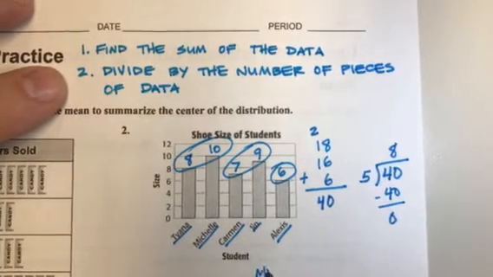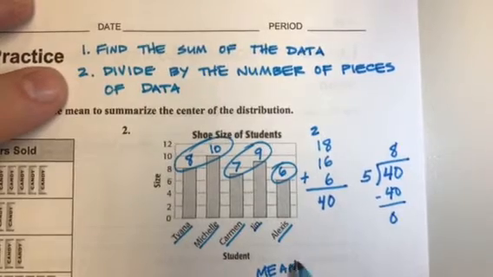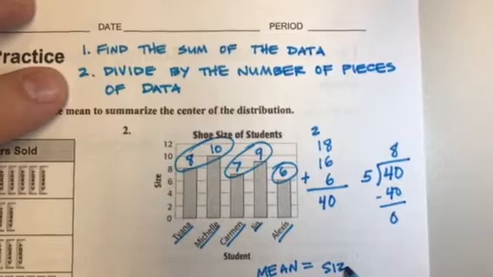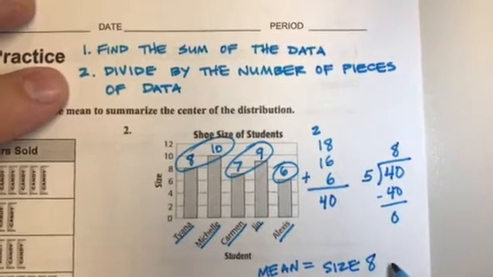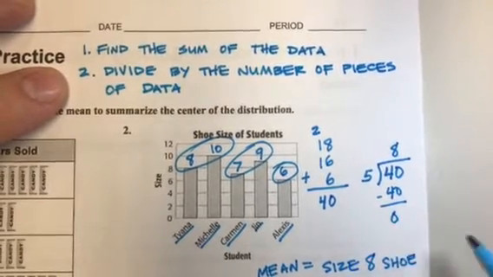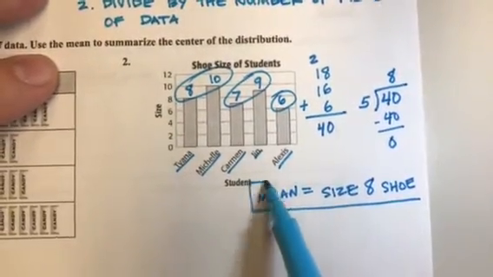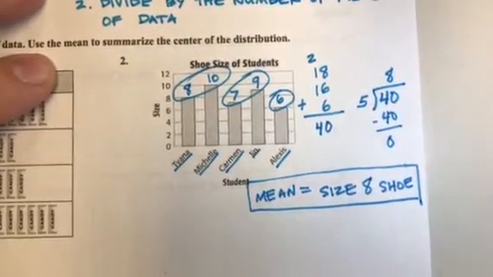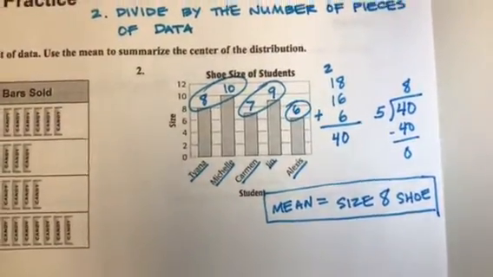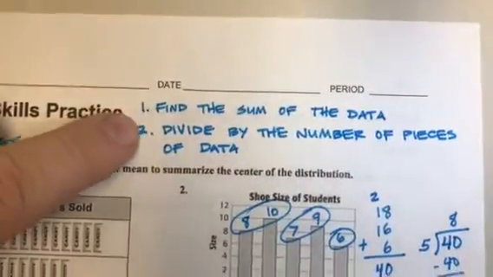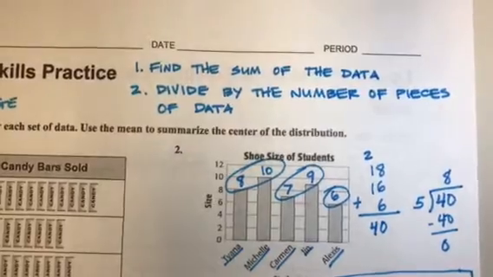So you can say mean or you can say average, but the mean would be a size 8 shoe in this case. And most of the time I like to have students box the answers for me. Just following these simple 2 steps, I was able to solve that pretty easily.